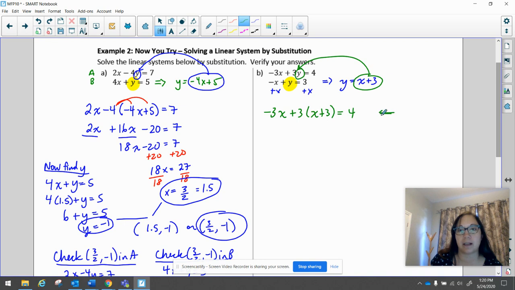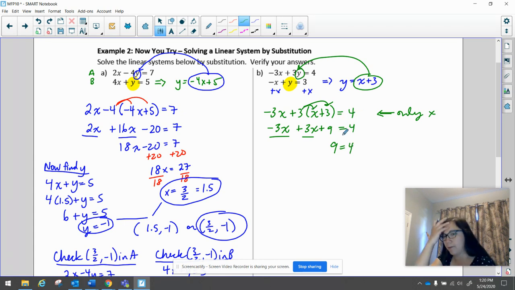So the important thing here is I have only x. I don't have any y's anymore. One variable is solvable. I'm going to have to distribute that +3. So I copy the -3x, and I have plus 3x plus 9 equals 4. I have to add my terms together. That leaves me with 0x. I'm not going to write 0x. I'm just going to leave it off. So I have 9 is equal to 4, which doesn't make any sense. This is impossible. This is always false, which means there is no solution.